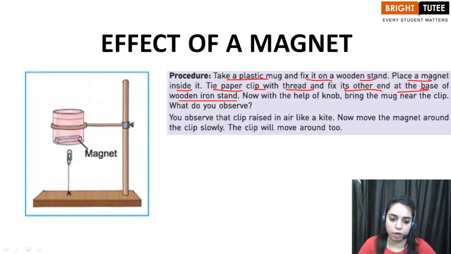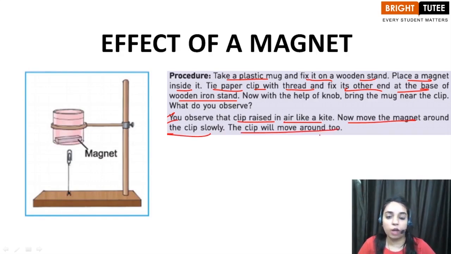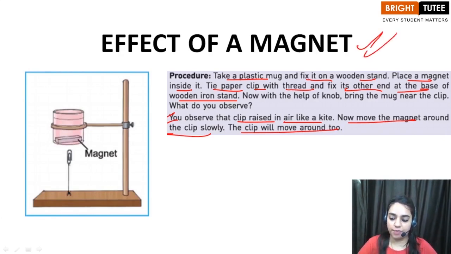So what did we observe? We observed that the clip rose in the air like a kite. Now move the magnet around the clip slowly, and the clip will move along with the magnet, okay? So children, this was the effect of a magnet, okay?